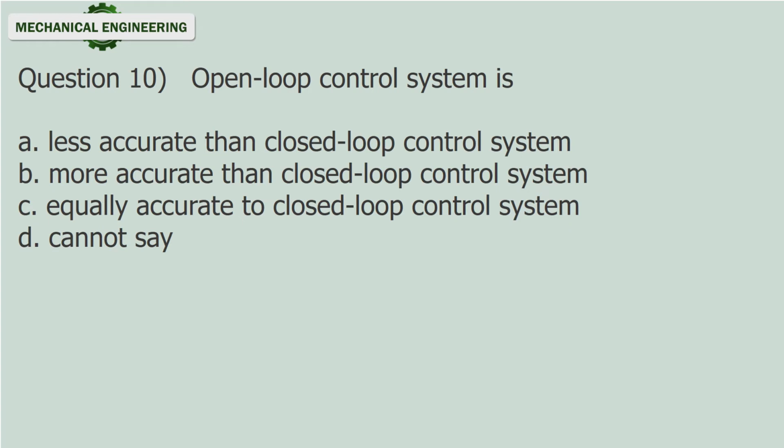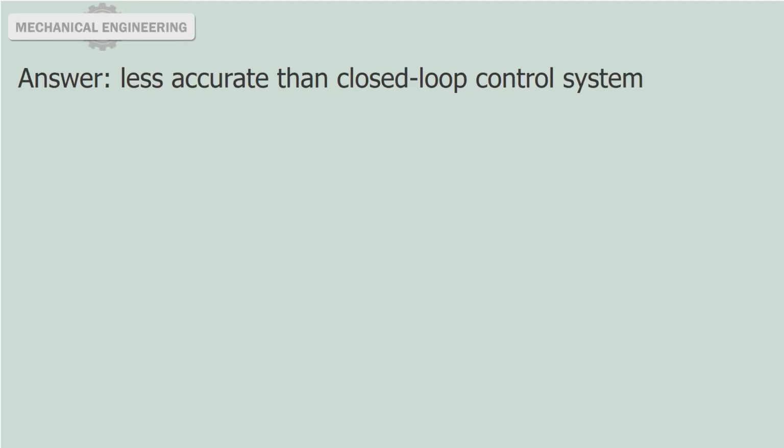Question 10. Open loop control system is A. Less accurate than closed loop control system. B. More accurate than closed loop control system. C. Equally accurate to closed-loop control system. D. Cannot say. Answer: less accurate than closed-loop control system.